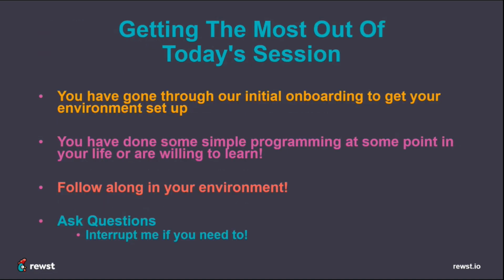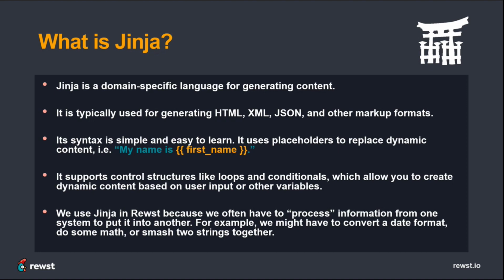And we'll get started. So what is Jinja? Jinja is a domain-specific language, meaning it's meant to be used embedded within applications. People typically use it for generating HTML, JSON, XML, or other types of outputs. So you'll see it mixed in with plain text. An example would be like this: my name is {{ first_name }}. It supports basic programming language constructs like loops, conditionals, if statements, things like that.